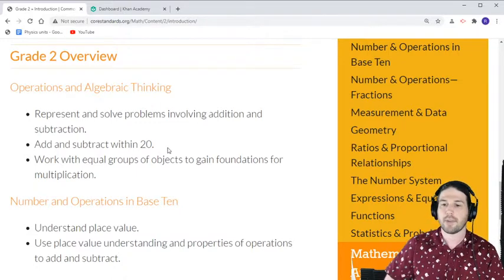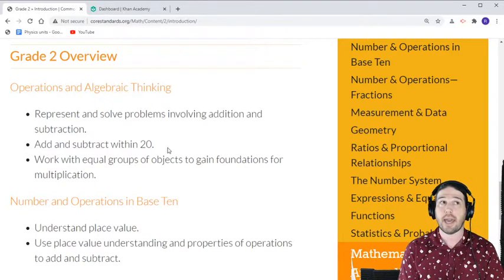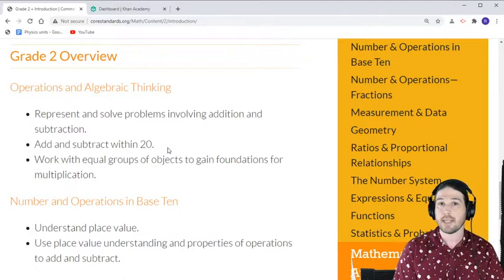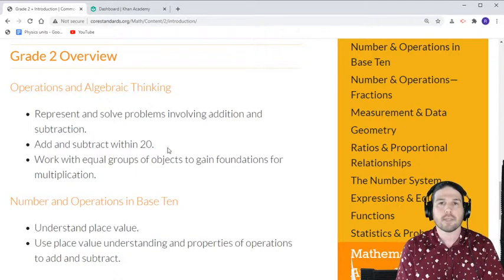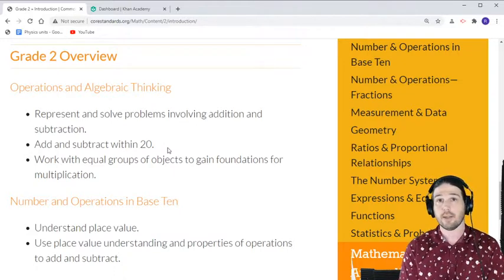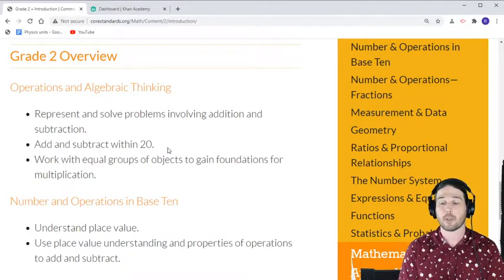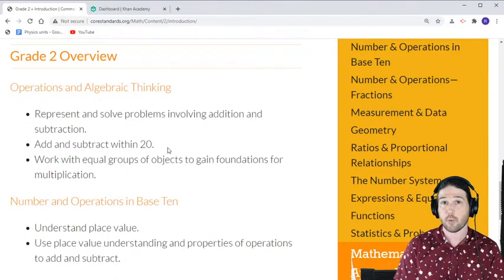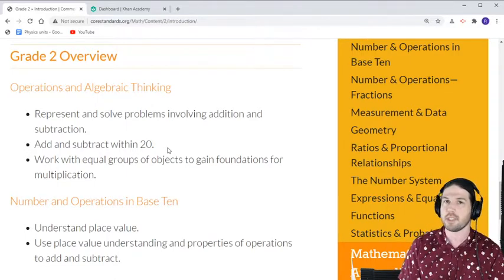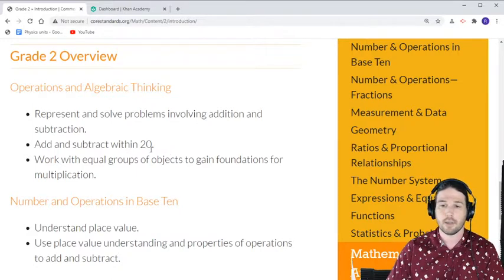Add and subtract within 20. That's actually a bit of a review, right? We did adding and subtracting within 20 in first grade. It's always important to review old topics that you're about to rely on. If I'm just about to use something that's going to take that adding and subtracting within 20 and make it more complicated, probably a good idea to make sure we're still good on that fundamental.